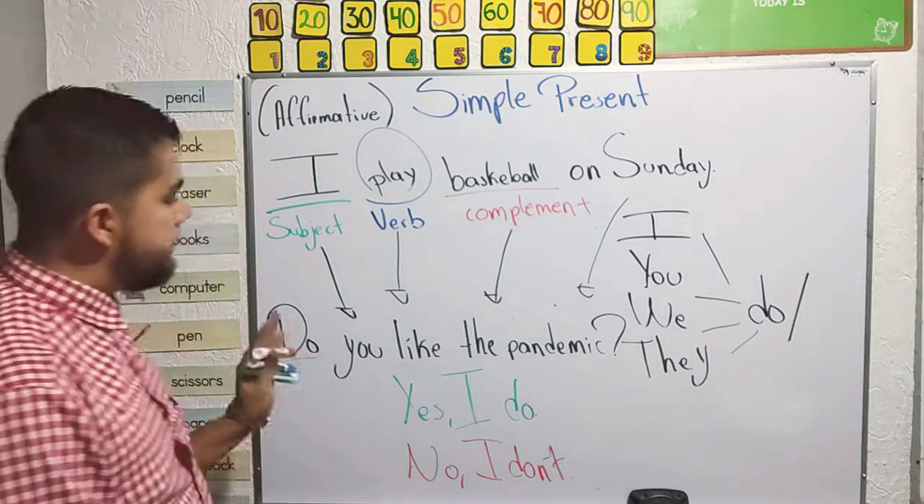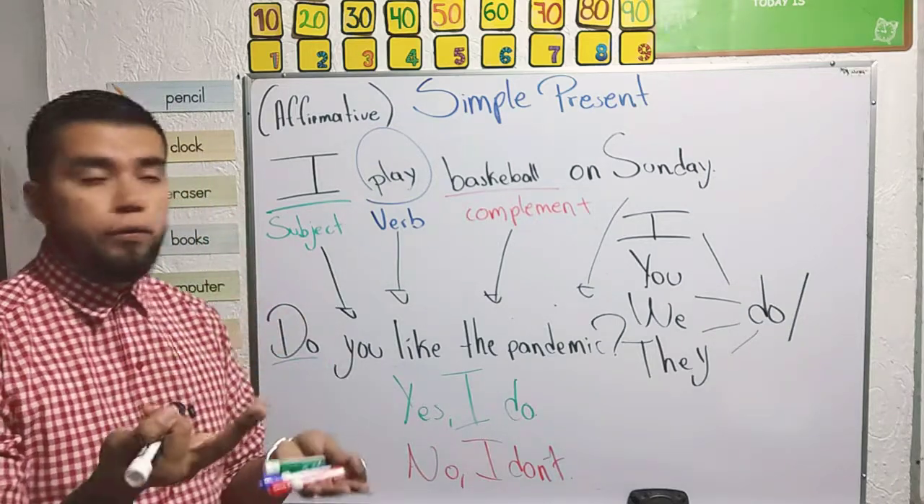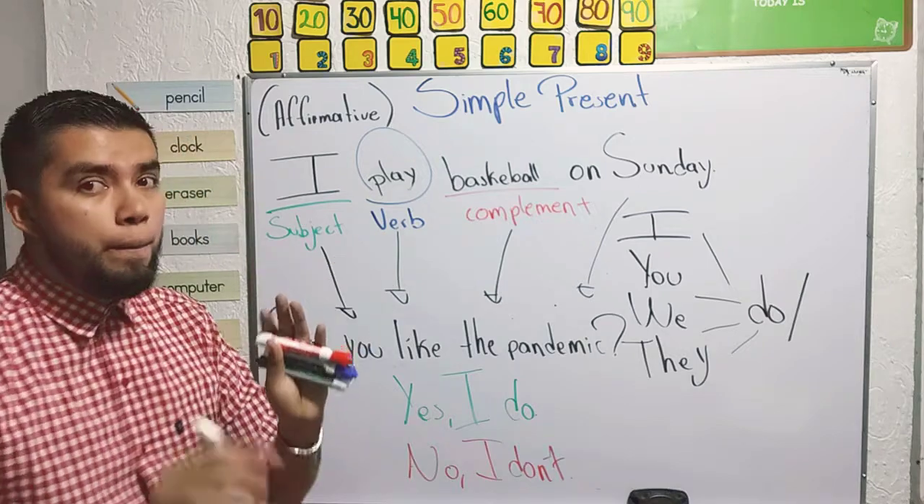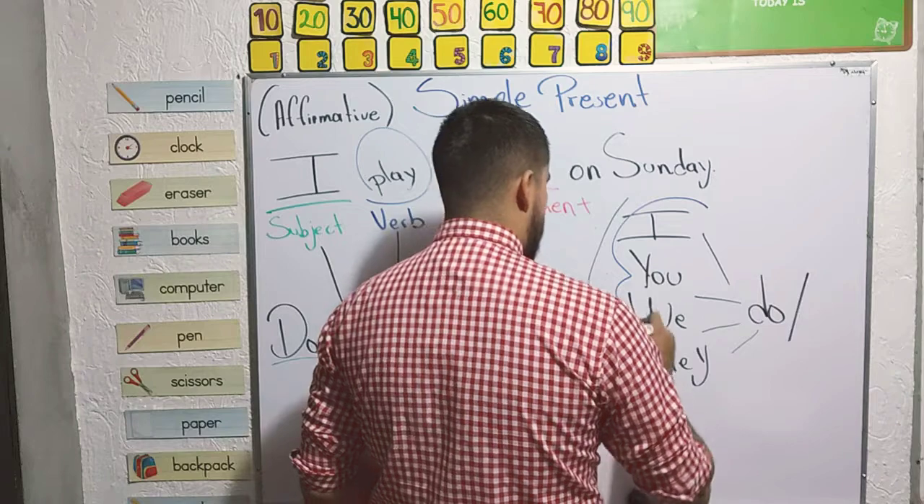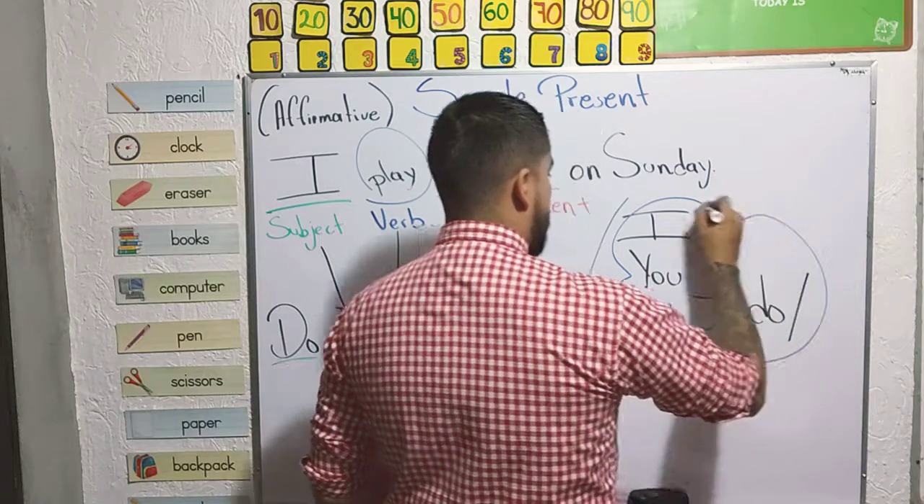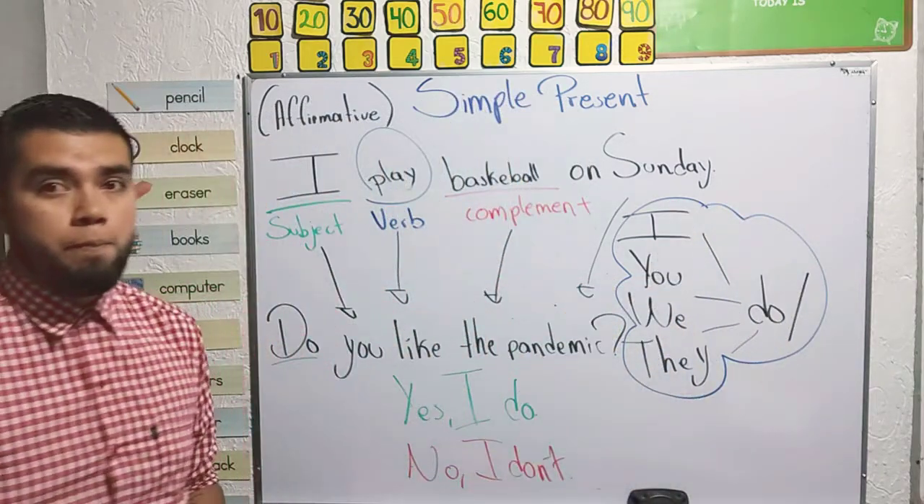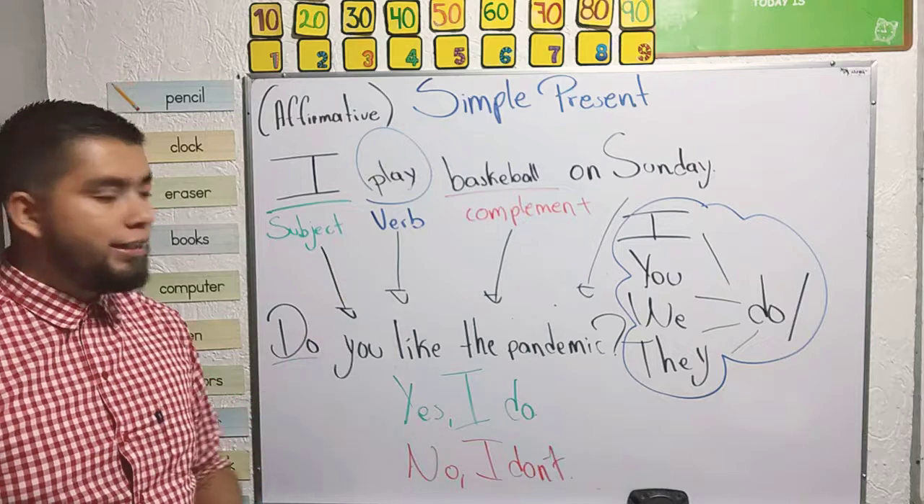So these are the three different forms of simple present for I, you, we, and they. Okay? Pay attention to that.